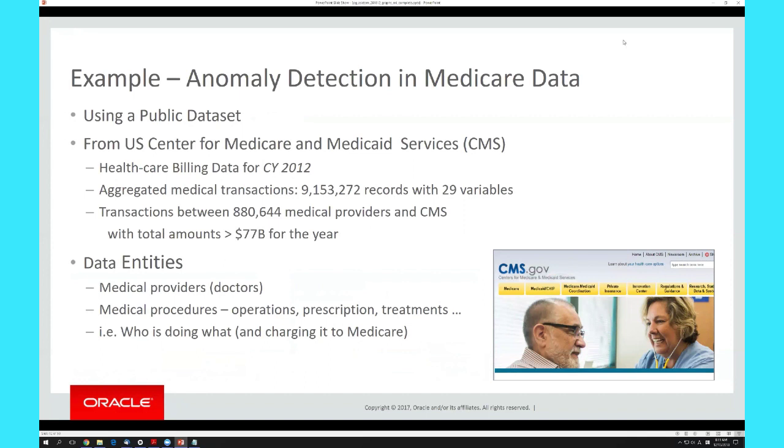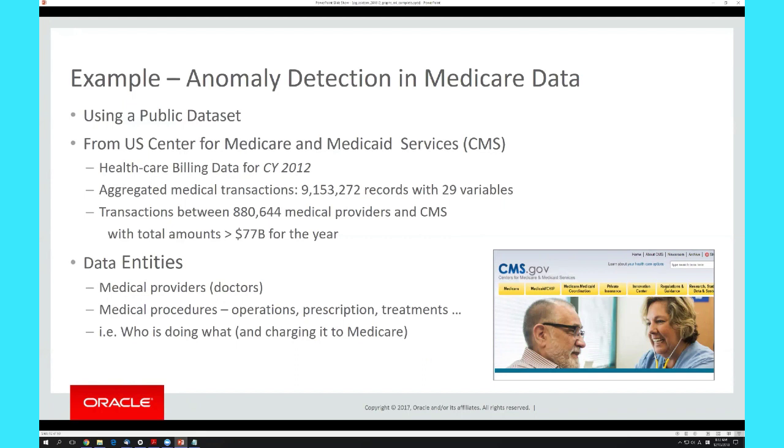So you can download this data from CMS, the Centers for Medicare and Medicaid Services, and then we are using the billing data for CY 2012. In this data set, there are about 900,000 transactions between medical providers and CMS, with a total amount of $77 billion for this year. So what does the data look like?